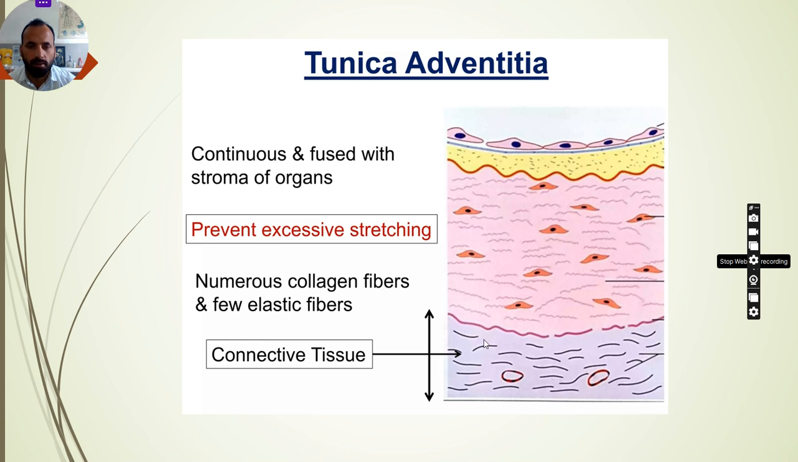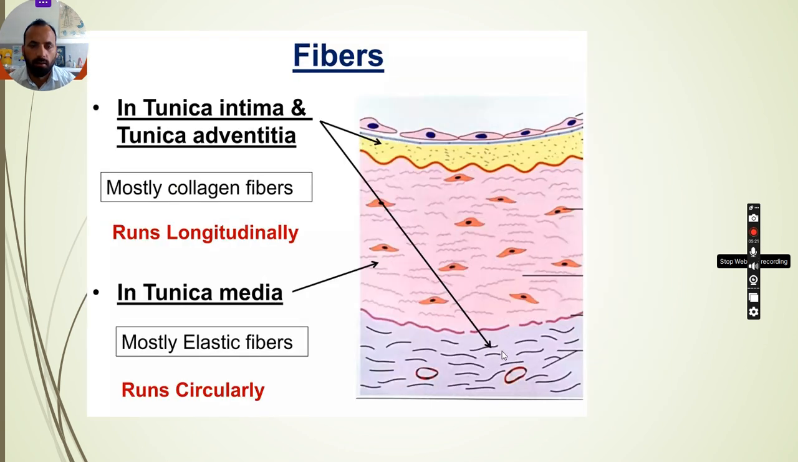The tunica adventitia is continuous with the stroma of other organs, and excessive stretching of any type of blood vessel is prevented by this tunica adventitia. The maximum contribution in the tunica adventitia is of collagen fibers, and basically this is a connective tissue. So here more collagen fibers are present and few elastic fibers. If you look at the fiber distribution in the different layers, in the tunica intima and tunica adventitia you have the maximum of collagen fibers, which run longitudinally, and in the tunica media you have more elastic fibers, which run in a circular fashion.